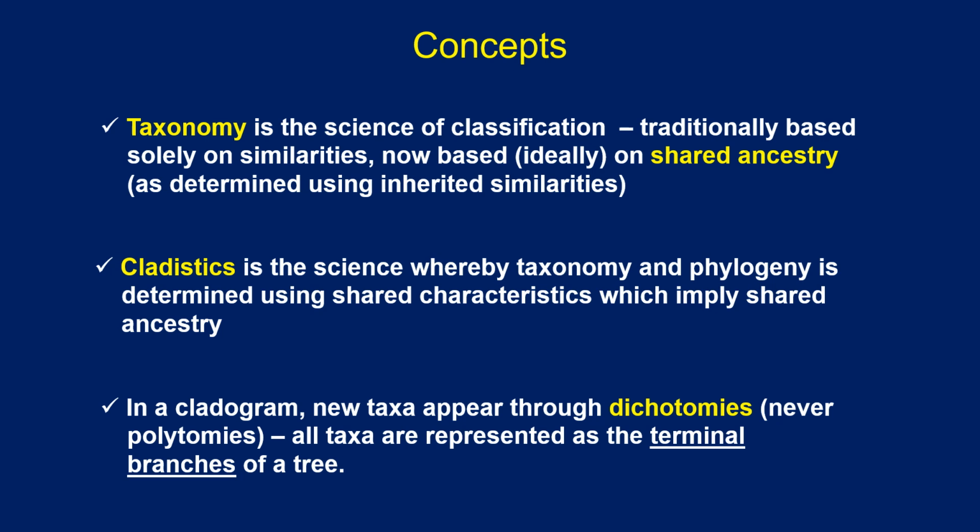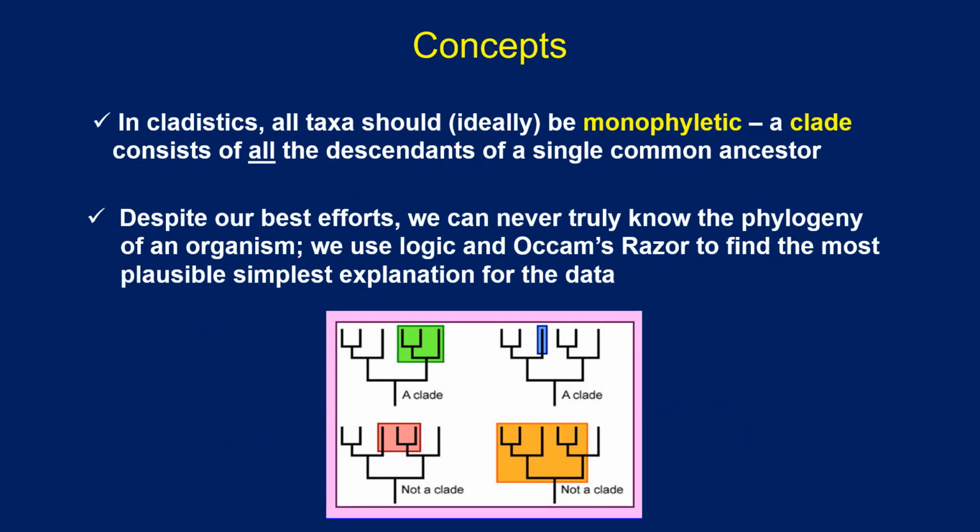In a cladogram, new taxa, so new groups, new clades, we should call them, appear through dichotomies, never polytomies, if we can avoid it, and all taxa are represented as the terminal branches of the tree, so they're at the very ends of the branches. In cladistics, all taxa should be monophyletic. If they are, we can refer to that taxa as a clade, but it has to be monophyletic, which means we can take all the members of the group, trace them back to one common ancestor, and we haven't left out any of the descendants.